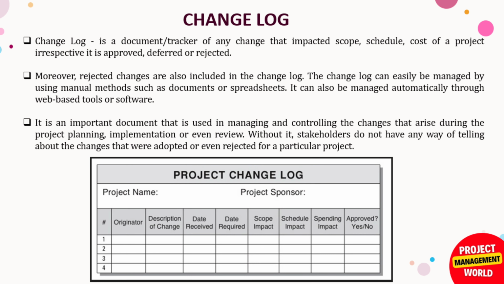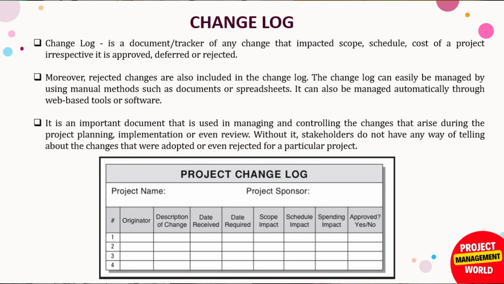Without it, stakeholders do not have any way of telling about changes that were adopted or even rejected for a particular project. Assume we do not have this template, this register with us. In future, how can we track that this change arrived, when this change got closed? So this is a very important document and you must maintain it to keep track of all of the changes. Now let's see how the template looks like. You can see the table below.